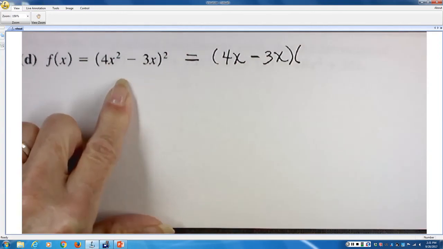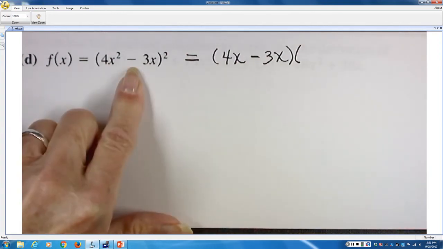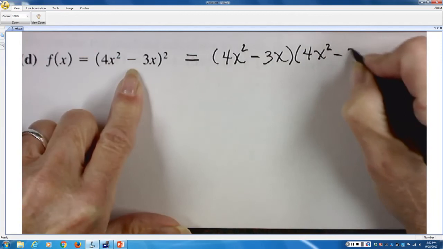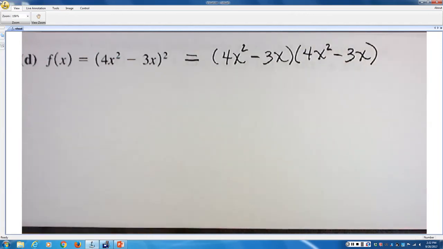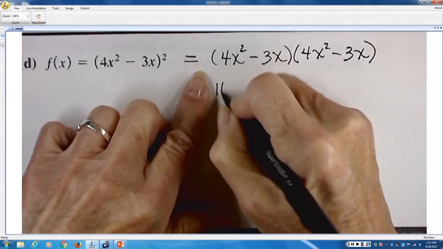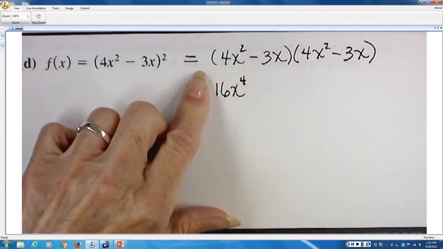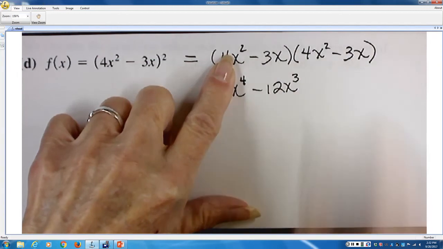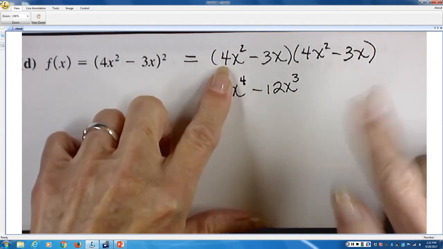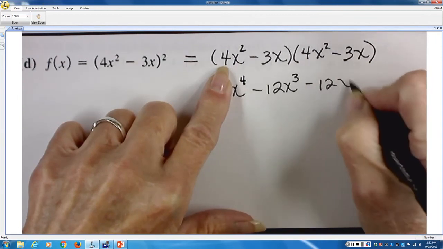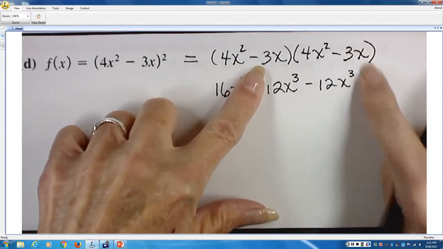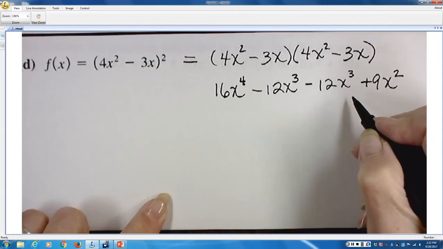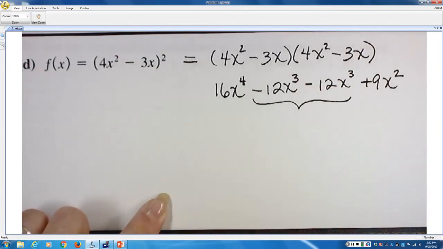If you've taken your skills check quiz, you remember that there was one of these on the skills check quiz, to remind you needed to know how to do that. So 4x squared times 4x squared is 16x to the fourth. And then minus 3x times 4x squared is negative 12x to the third. And 4x squared times negative 3x is again negative 12x to the third. And negative times negative is positive 9x squared. And then, since I don't want to have to do two derivatives, if I can do just one, combine your like terms in the middle.